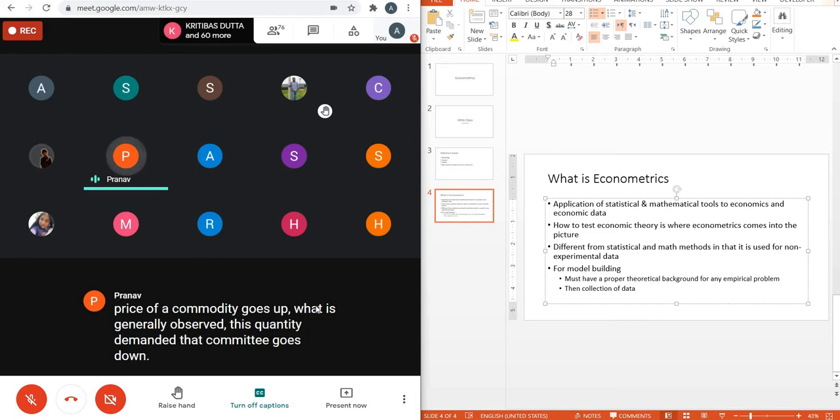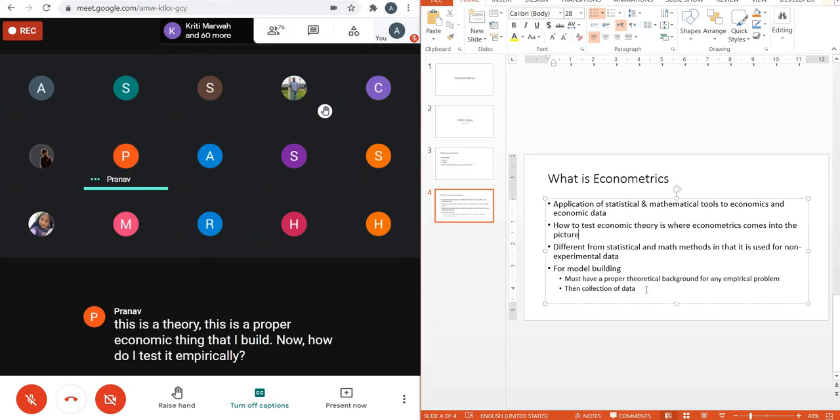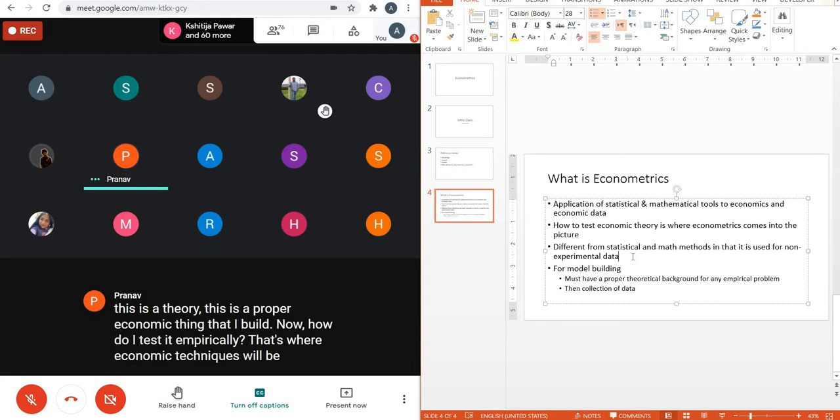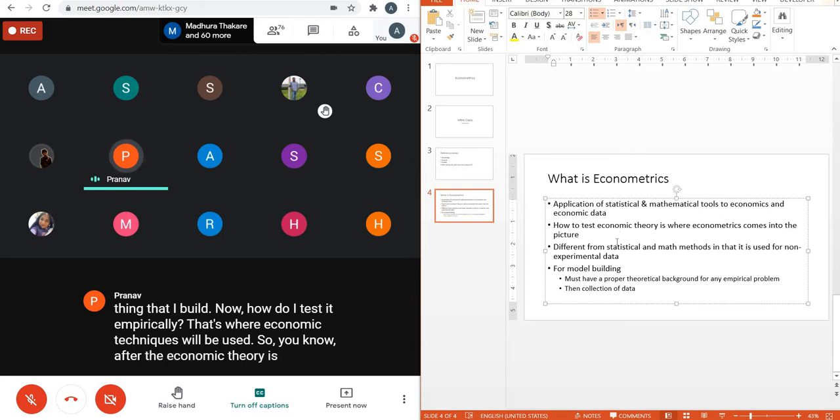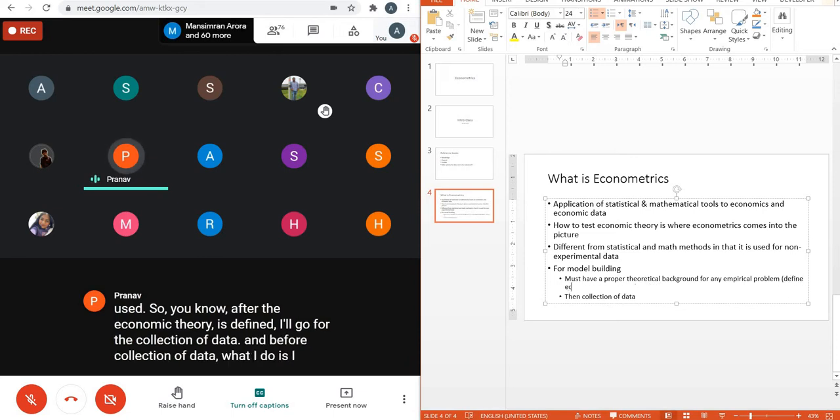So this is a theory, this is a proper economic theory that I've built. Now how do I test it empirically? That's where econometric techniques will be used. So, after the economic theory is defined, I'll go for the collection of data. And before collection of data, what I do is I build a model first.